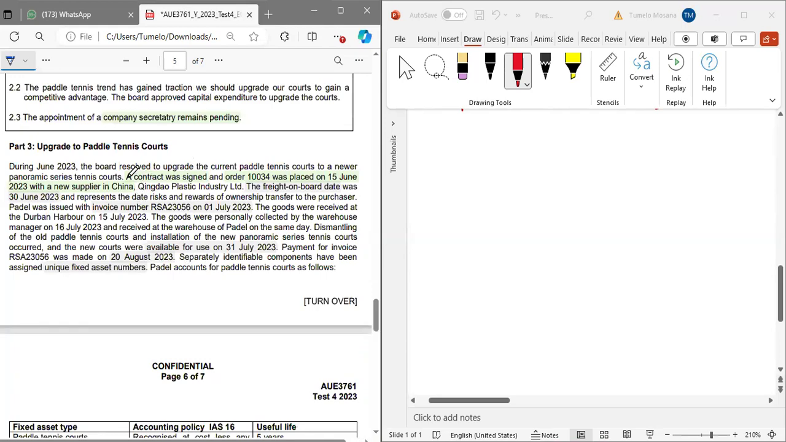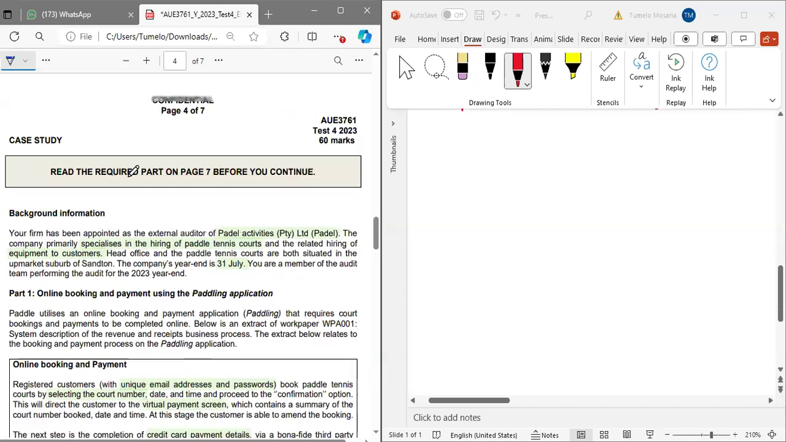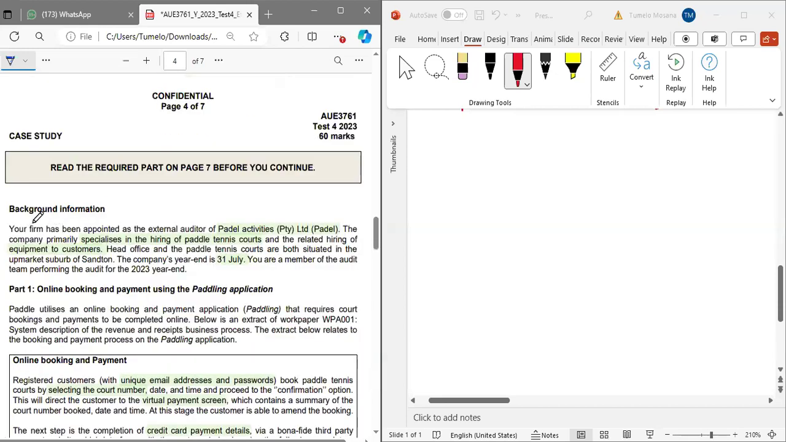It says, okay, before we can read that, let's get the background information of this company. So it says your firm has been appointed as the external auditor of Pedal Activities. The company primarily specializes in the hiring of pedal tennis courts and the related hiring of equipment to customers. Head office and pedal tennis courts are both situated in the upmarket suburb of Sandton. The company's year end is 31st July. You are a member of the audit team performing the audit for the 2023 year end.